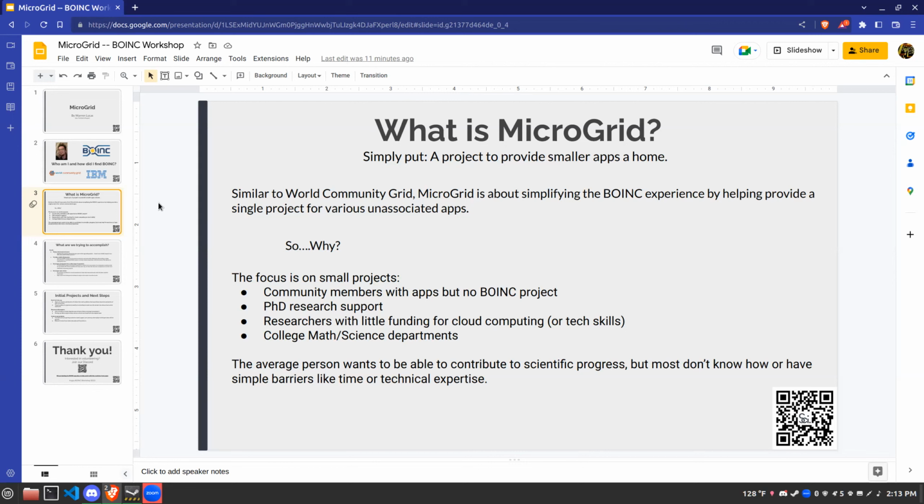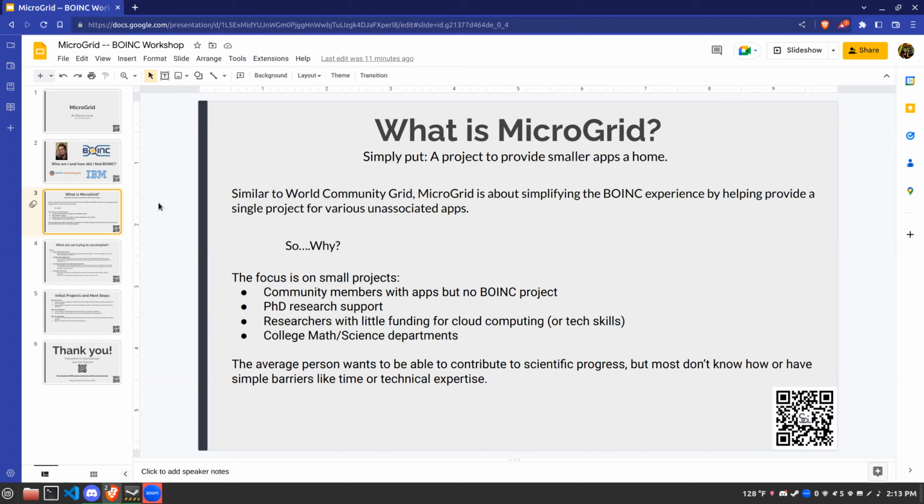So the average low-end PhD student or community member does not really have that data need of running it for more than just a short period of time. So the idea was effectively set up an overarching project where you tell the end user, if you would like to support small time researchers, the apps be community approved, then just sign up for Microgrid and we can give you a wide variety of different applications and different work units from various sources.